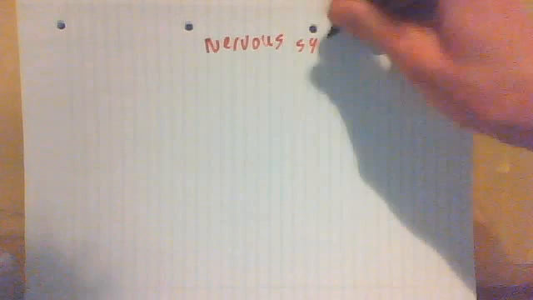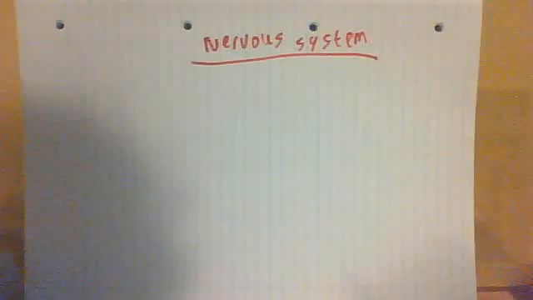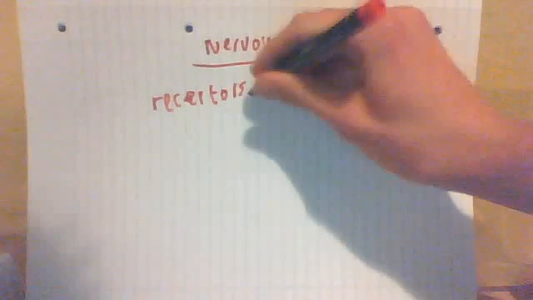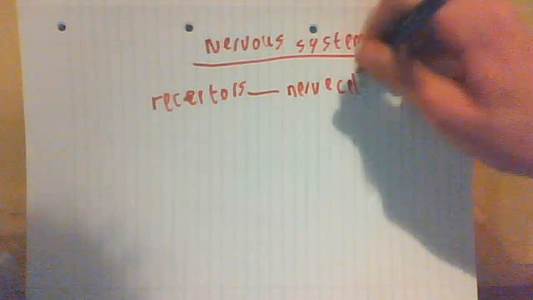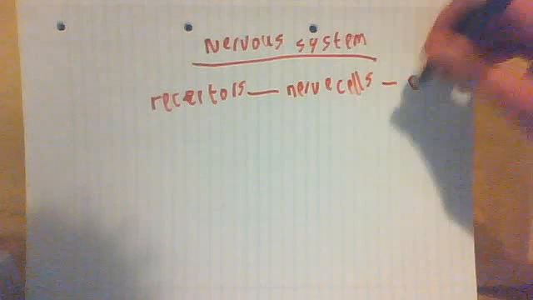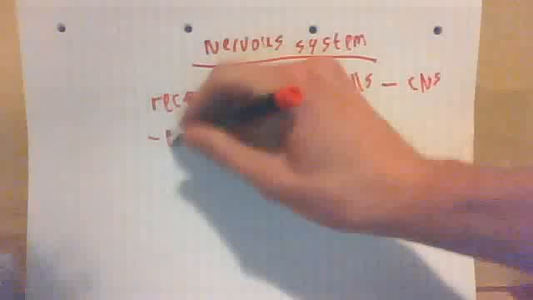So, let's write nervous system. Right, now the nervous system consists of quite a few different parts, so I'll write them up for you. So you have receptors, nerve cells, CNS, and effectors.